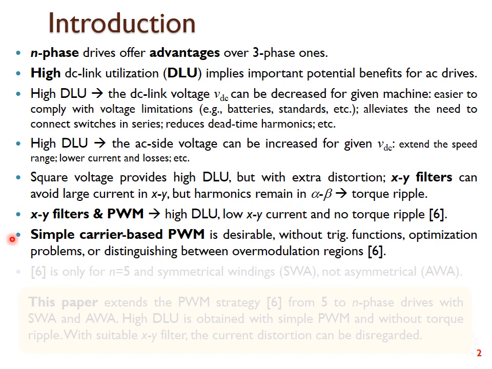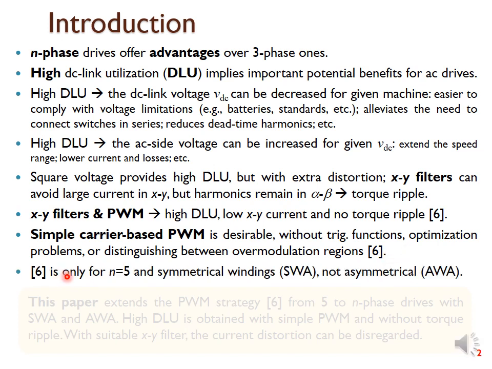Such PWM method was very simple because it didn't have trigonometric functions, it didn't have to solve optimization problems, and it didn't need to distinguish between different overmodulation regions depending, for example, on the modulation index, conversely to most of the existing PWM methods for high DC link utilization. However, such method was only suitable for 5-phase drives with symmetrical winding, not for other phase numbers or for asymmetrical windings, which are also very common.